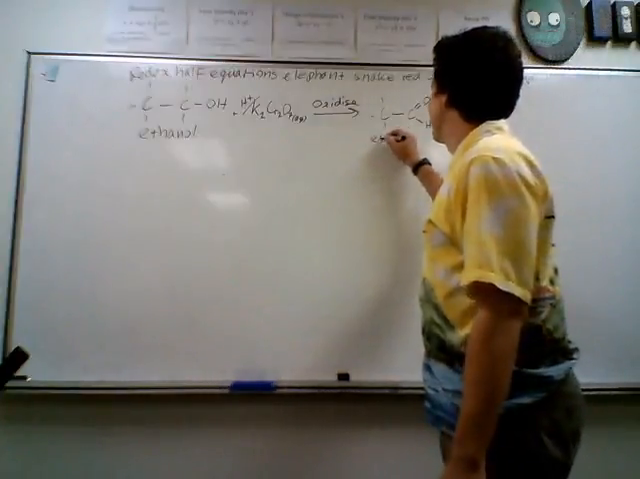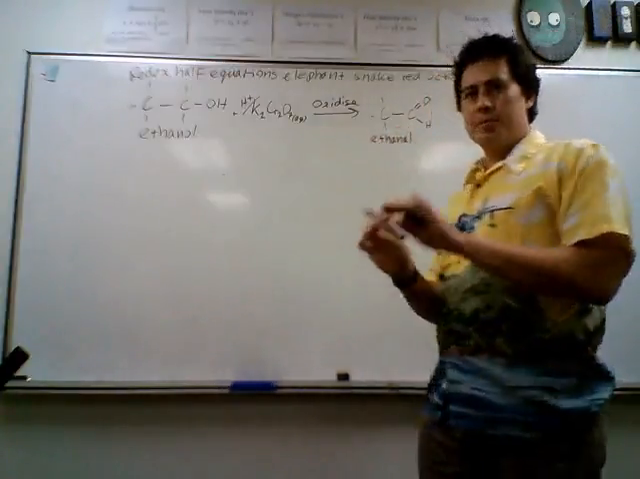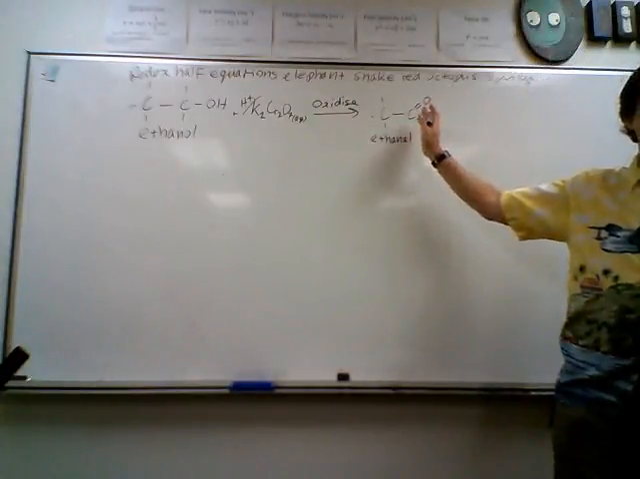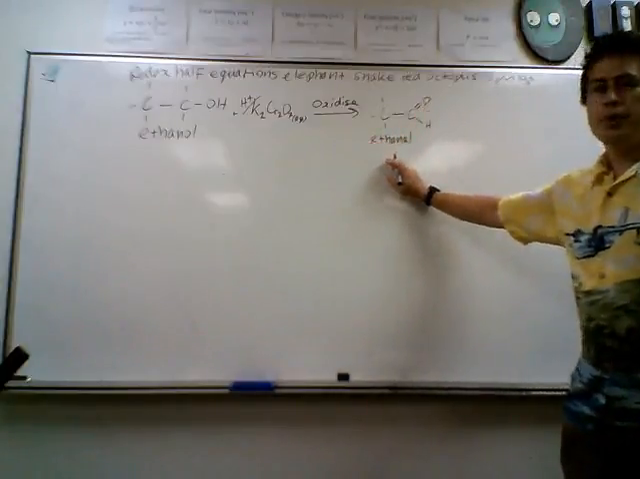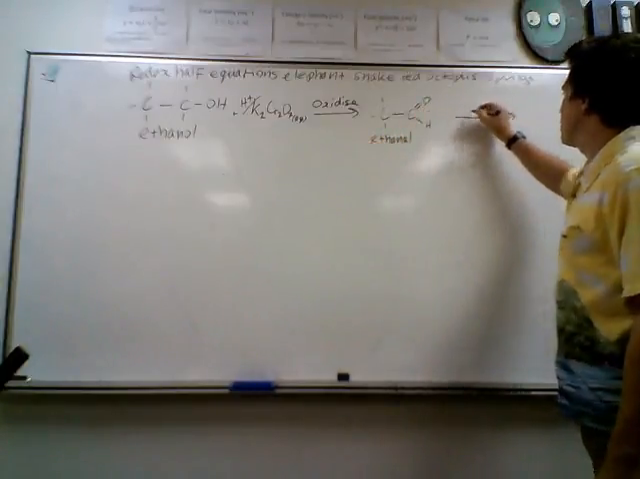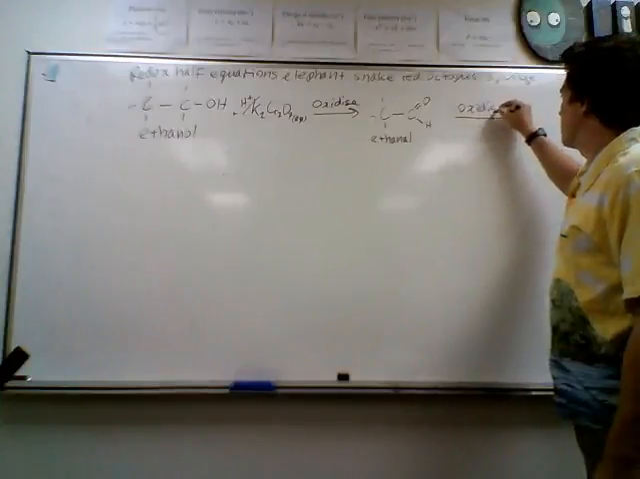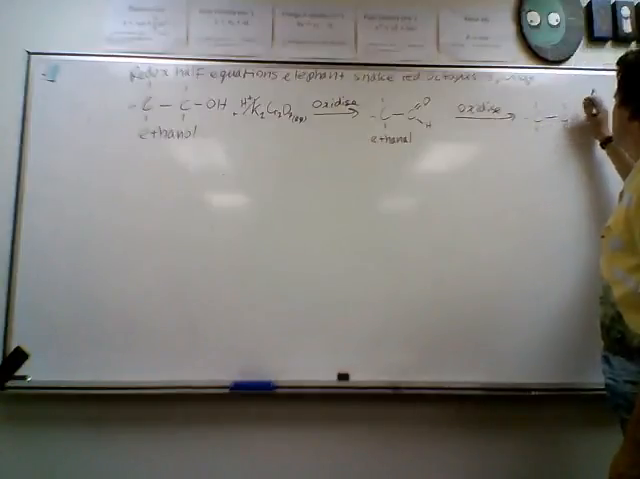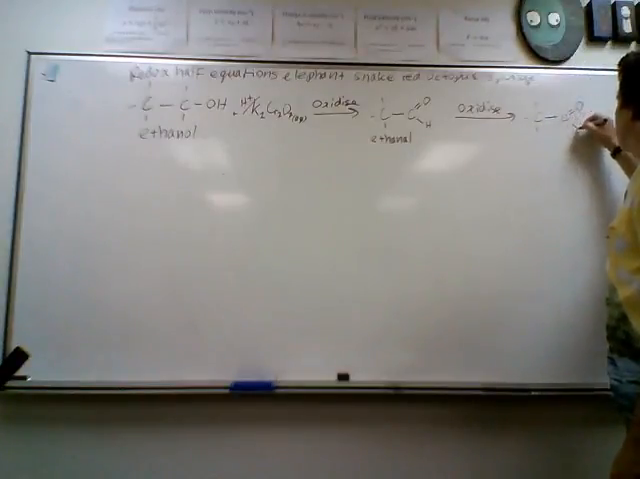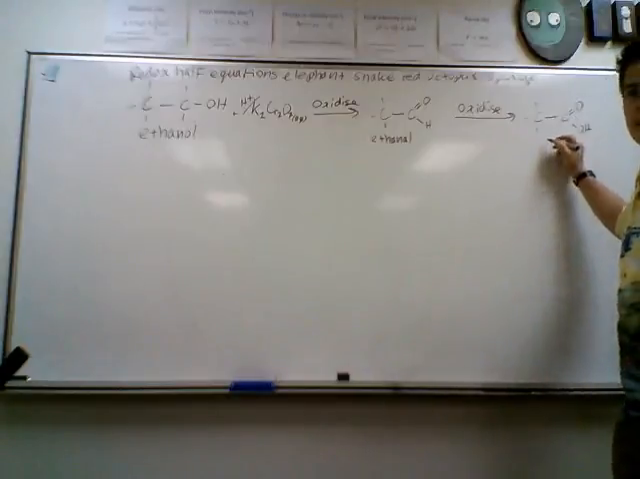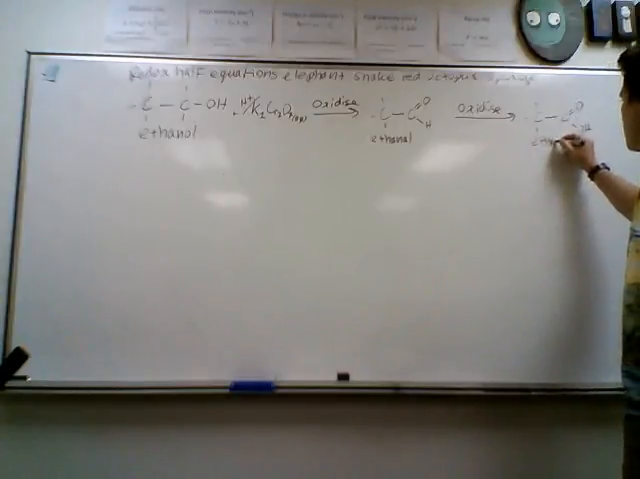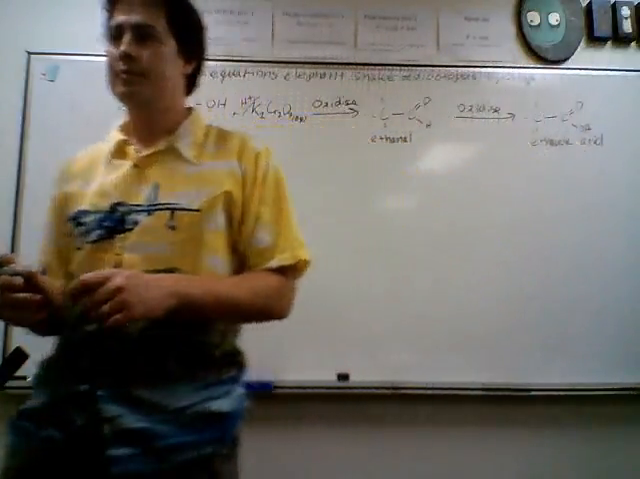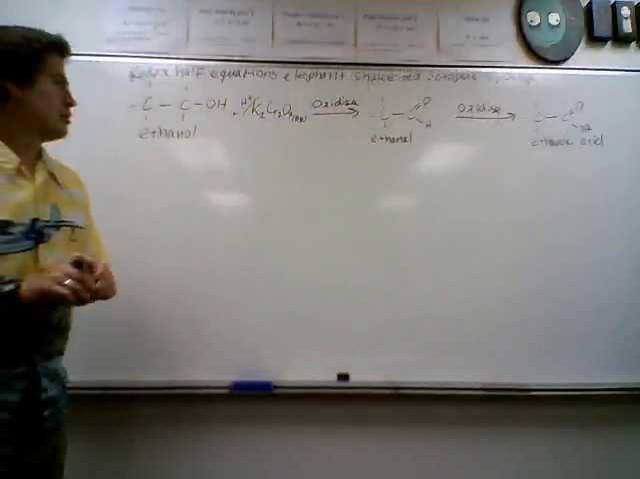This is ethanal. Remember, a double bond O is either an aldehyde or a ketone, and when it's a terminal group, it's an aldehyde. So this is ethanal. But there's another step. Again, oxidise. Ethanal will oxidise to this. No. Double bond O, bond OH. Okay, what's that? Ethanoic acid. Thank you, Kieran. Trust you to know what the acid is.